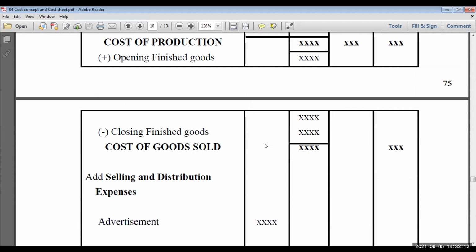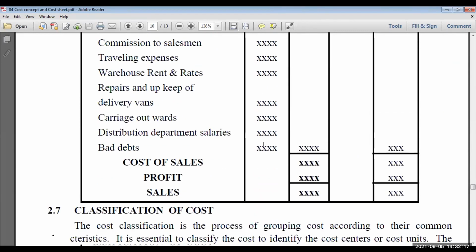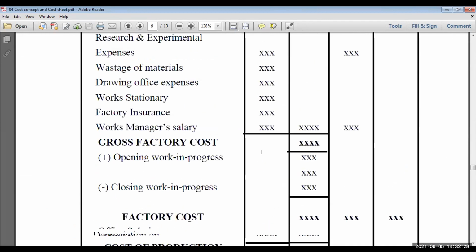Are you okay with this statement? This statement is very important. You have to understand this statement. I repeat again without much explanation inside. Prime cost includes 3 things: direct material, direct labor, direct expenses. If you add these 3 things, you will get prime cost.